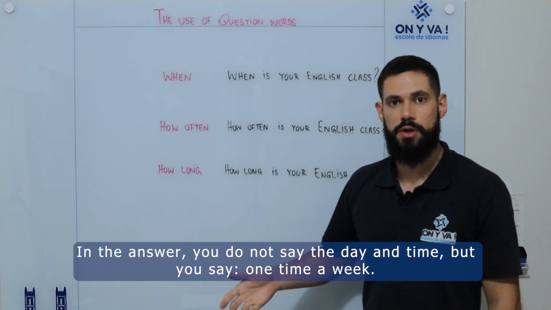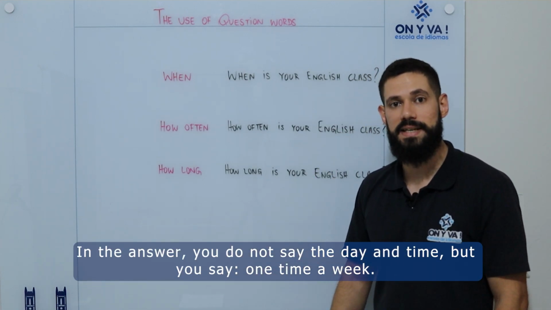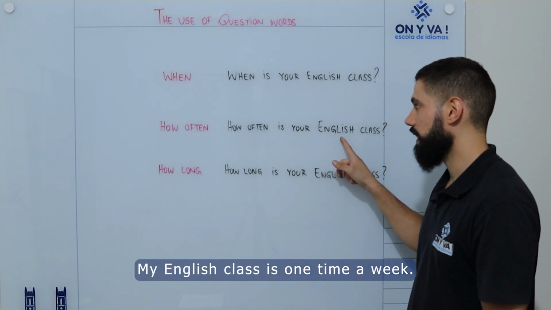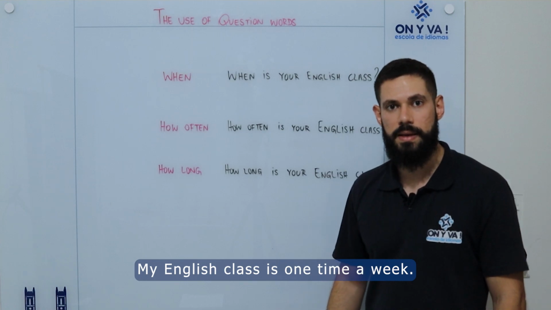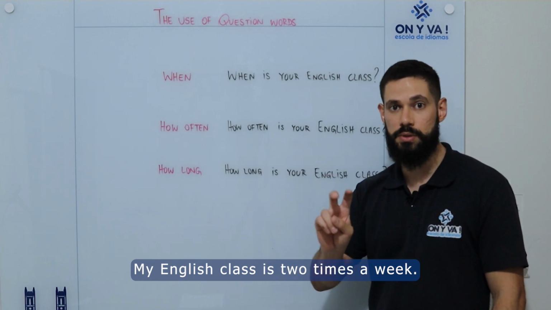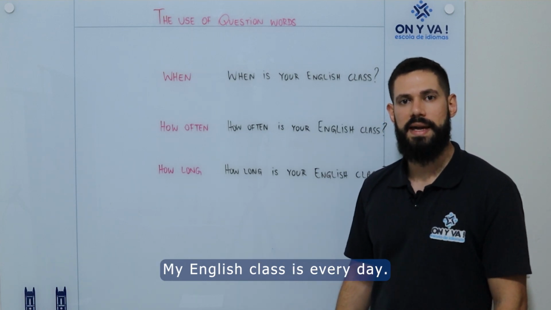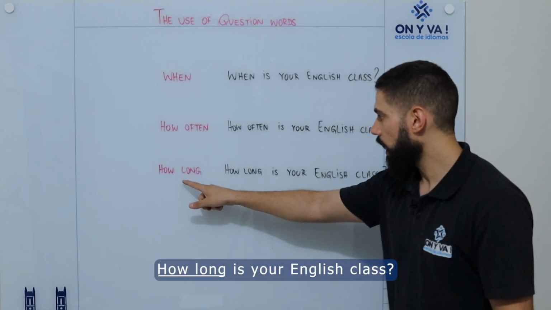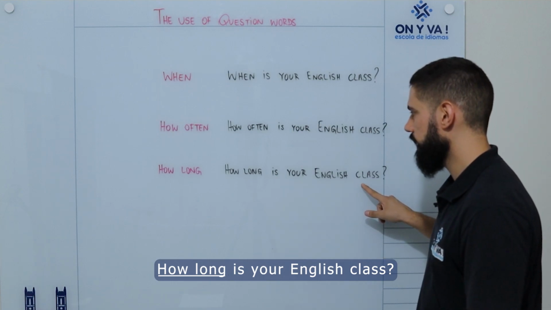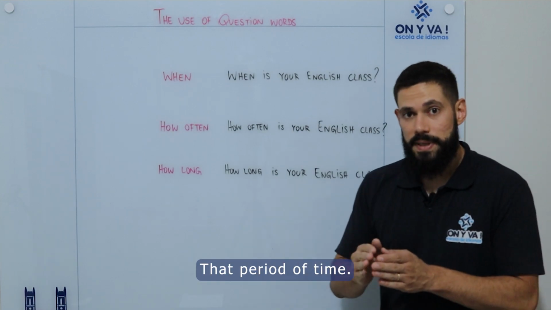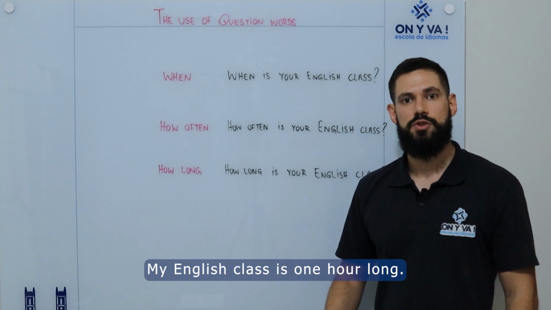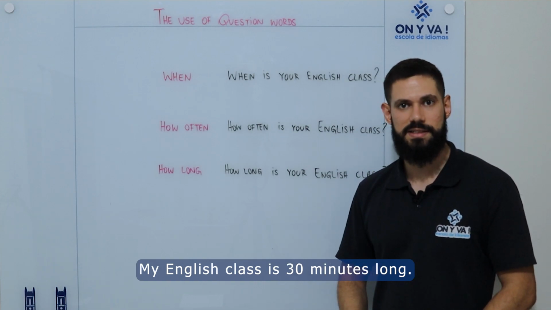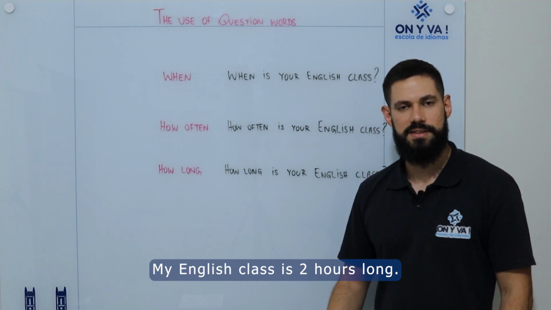And in the answer, you don't tell the day and the time, but you say one time a week. My English class is one time a week. Or my English class is 2 times a week. Or my English class is every day. And how long is your English class? So the period of time. My English class is 1 hour long. Or my English class is 30 minutes long. My English class is 2 hours long.